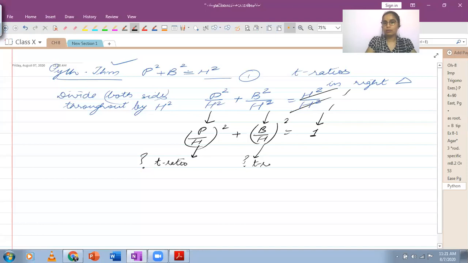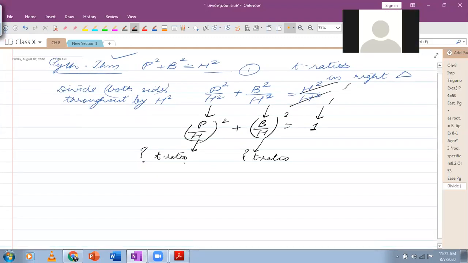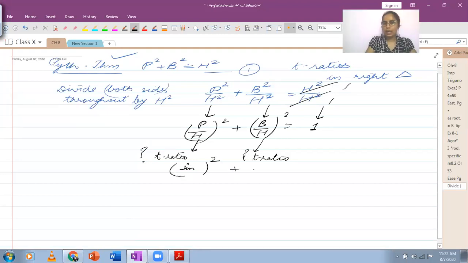किस trigonometric ratio के लिए आप p by h लिखते हो और b by h लिखते हो? First exercise में करके आए हैं हम. Sine and cosine. This is for sine, this is the square of sine, and this is for cos. This is the identity that we have. This is the first identity.